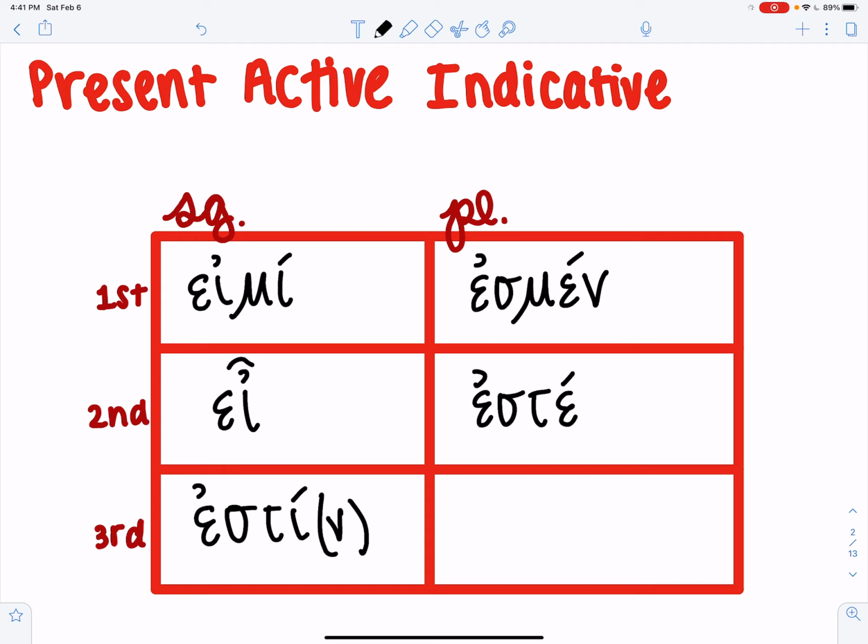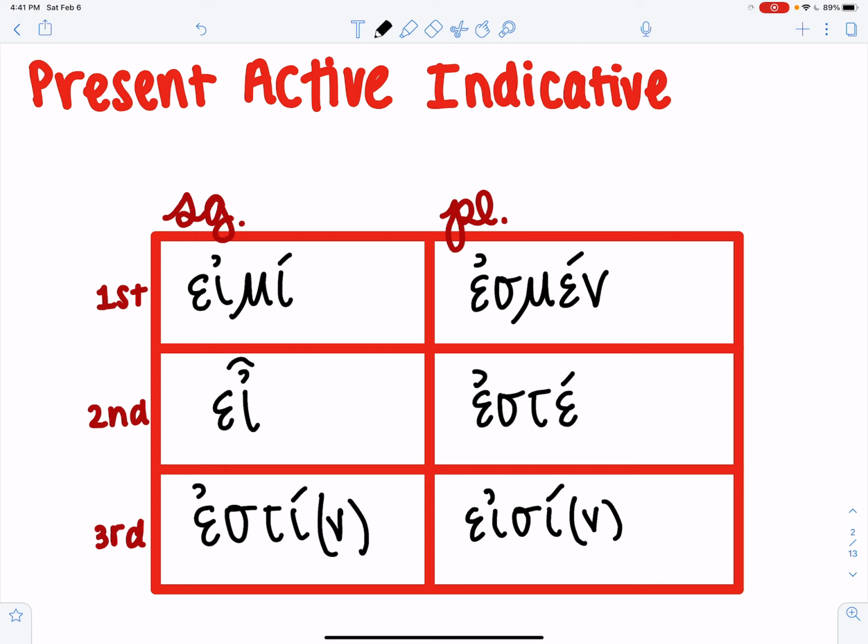And then finally, third person plural, eisi, epsilon, iota, sigma, iota, and when the next word begins with a vowel, just like the third person singular, you add a nu. And here we have smooth breathing again, eisi, not heisi, and then an acute on that final iota.